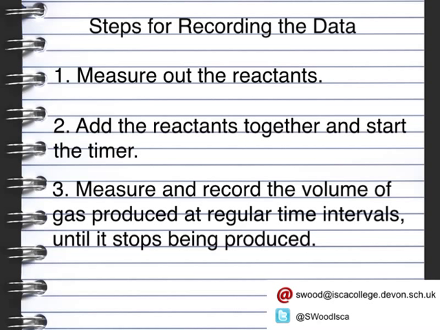Now, the third step is to measure and record the volume of gas that's produced. You'll need to do this at regular time intervals, such as every 30 seconds, every minute, and then you stop once you've had a couple of readings where it's no longer being produced, so you get that levelling out of the volume of gas being produced.